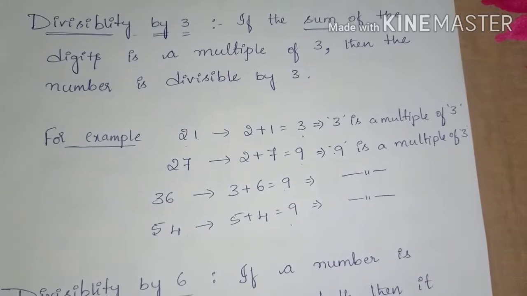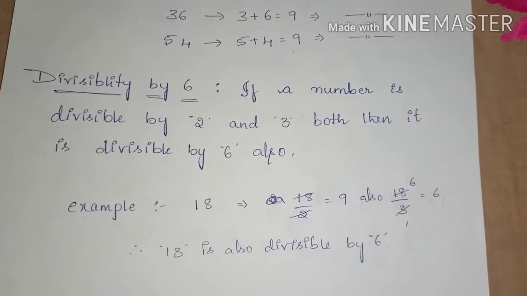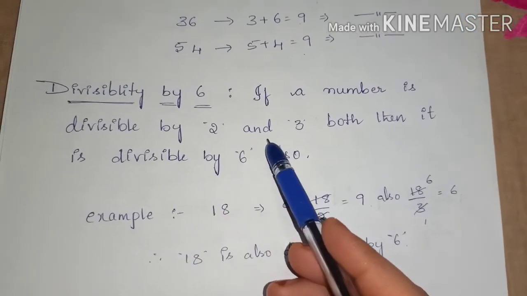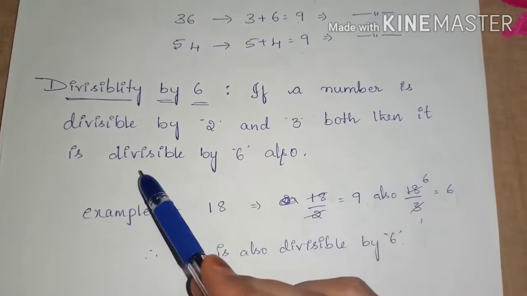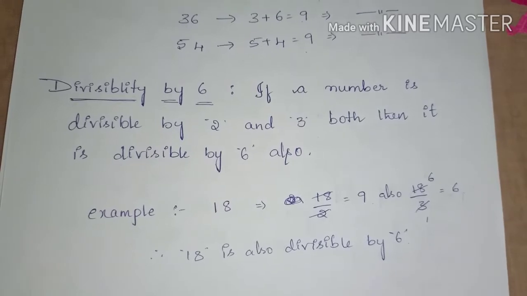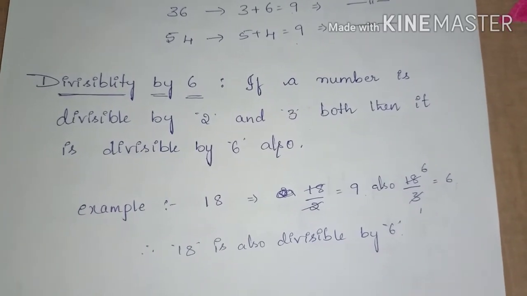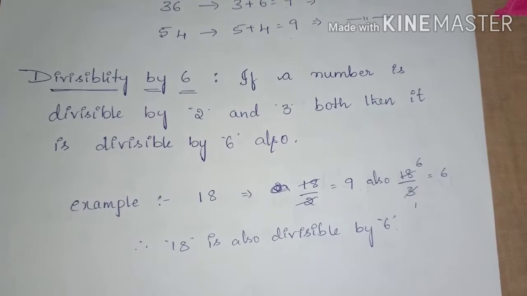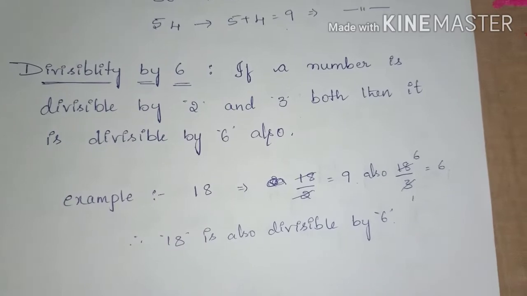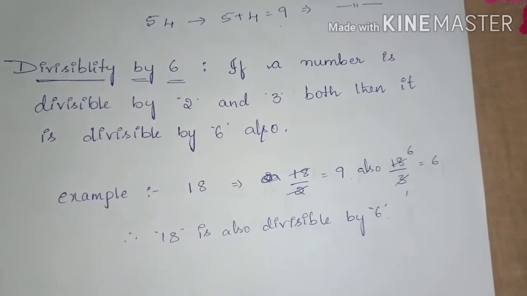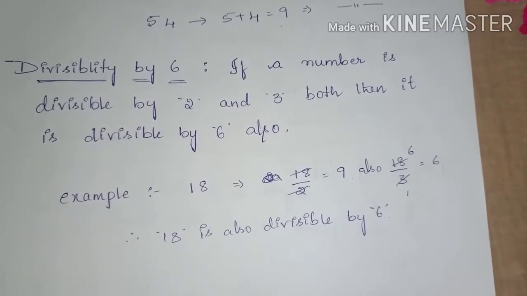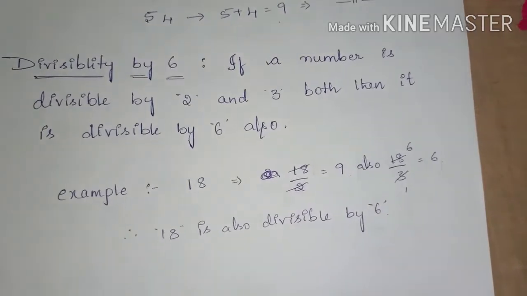Let's move to divisibility by 6. According to this test, if a number is divisible by both 2 and 3, then it is divisible by 6 also. So this rule says that whatever the number, if you want to check divisibility by 6, first you should check whether it is divisible by 2 and also by 3. If it satisfies both rules, that is, if it is divisible by 2 and also divisible by 3, then it is also divisible by 6.